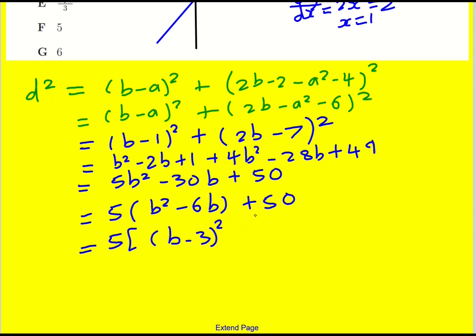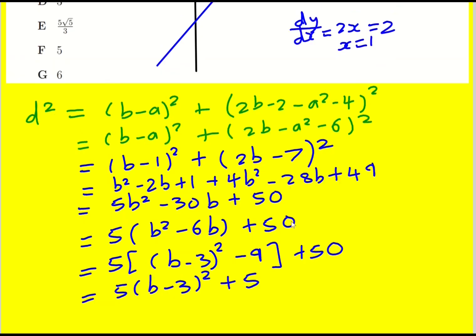So I'm going to get, oh, sorry, that's still inside the bracket, isn't it? So 5 times b minus 3 squared minus 45 plus 50, so plus 5.